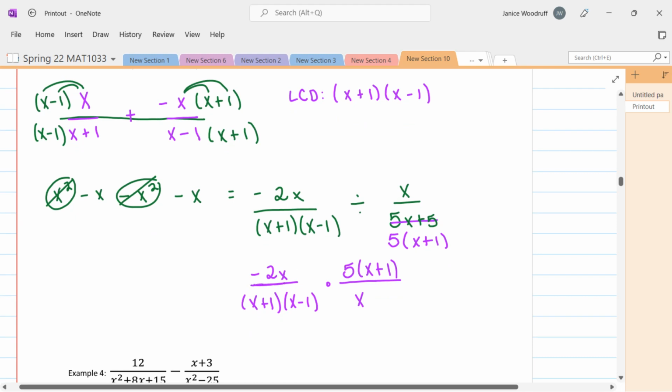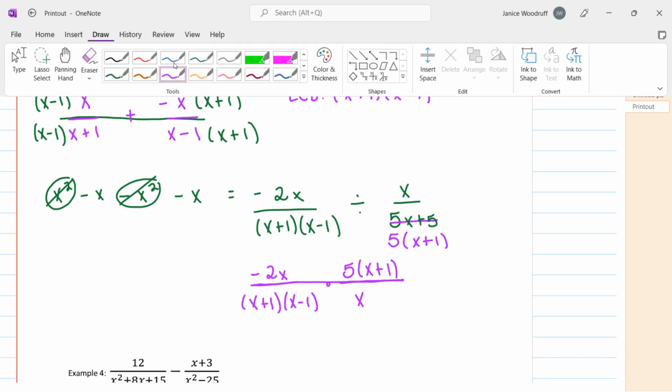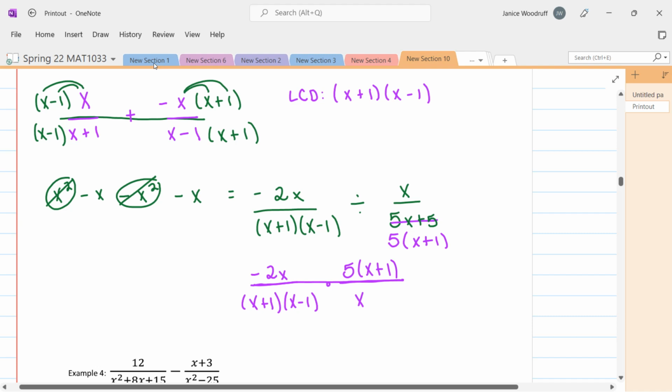Okay, then make this one long line, and let's cancel out what we can. What can we cancel out? X plus 1s. So I can take the negative 2 and the 5 and multiply them. But what about these x's? They're singular x's, right? Those are fine. Those cancel out. X divided by x is just 1. Now I can take the negative 2 and 5 and multiply, and get me negative 10 over x minus 1, and that's it.